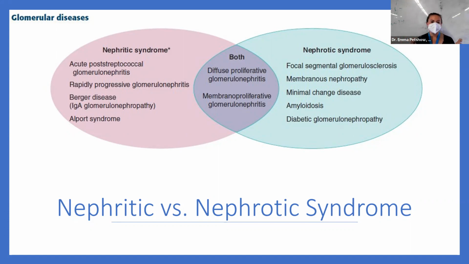So nephritic syndrome can include your acute post-strep glomerulonephritis. Progressive glomerulonephritis, Berger's disease or IgA nephropathy, and Alport syndrome. The big ones that they want you to know are Berger's, Alport, and, in general, infective glomerulonephritis.